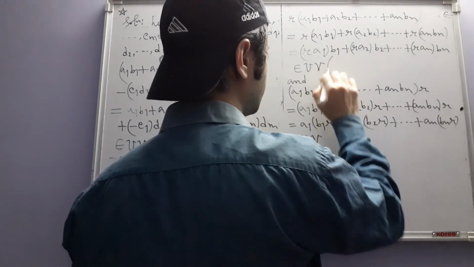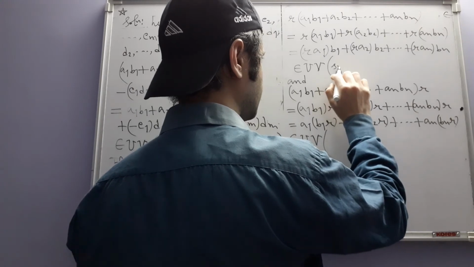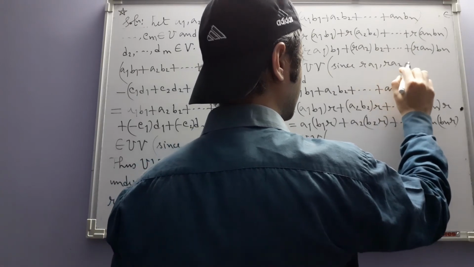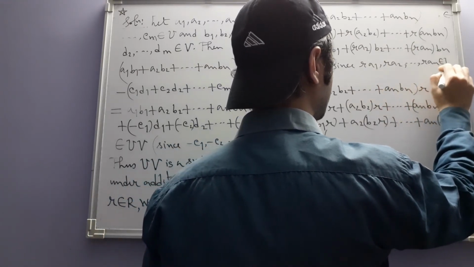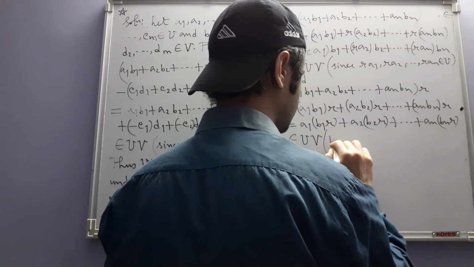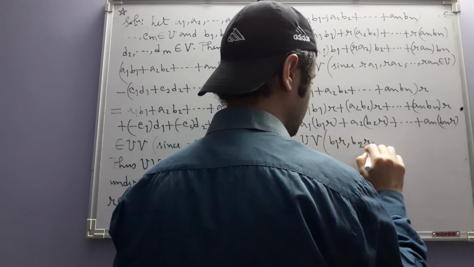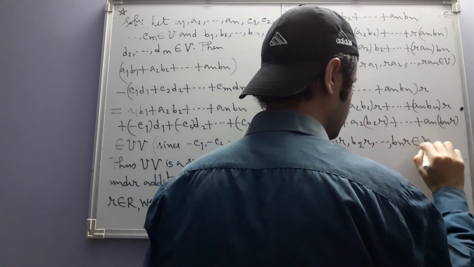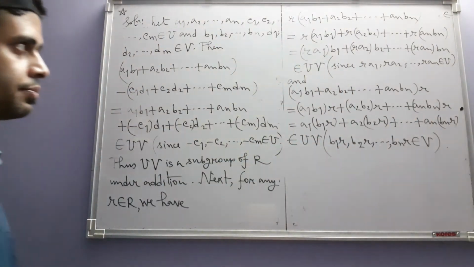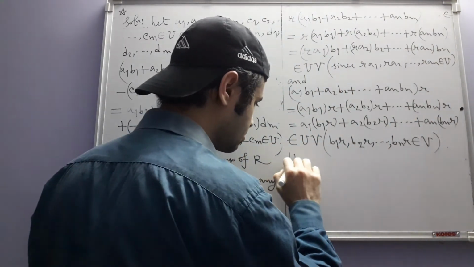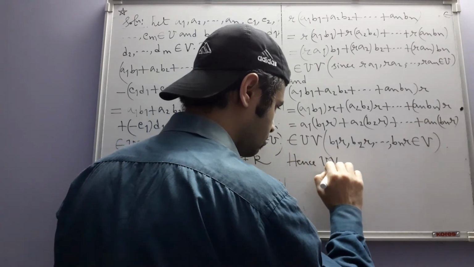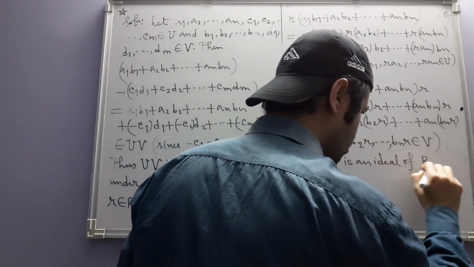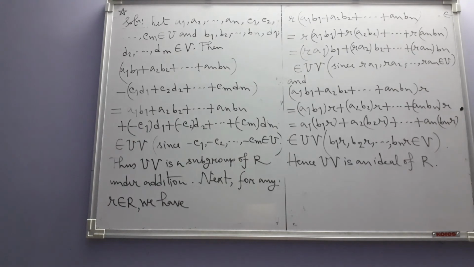Belongs to UV. Okay, we can write the reasons here in brackets. Since ra1, ra2, these things belong to U, and p1r, p2r, these things belong to V. Okay, hence UV is an ideal of R.